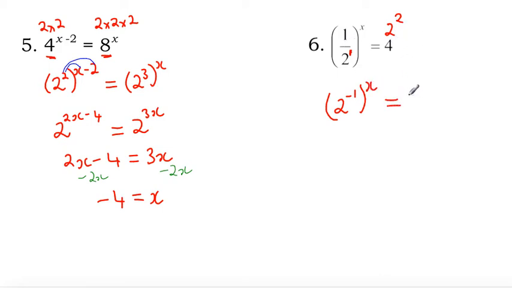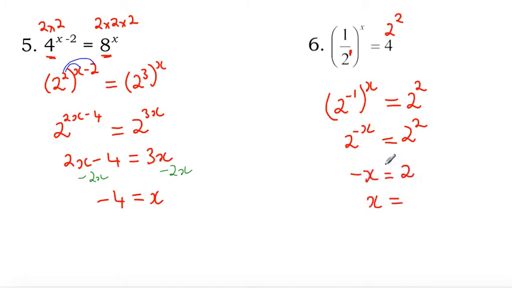I'm going to change the 4 to 2 squared. Now I use my power inside, power outside rule. So -1 times x is minus x. And that's still 2 squared. So now the powers must be equal. So I say minus x equals 2.